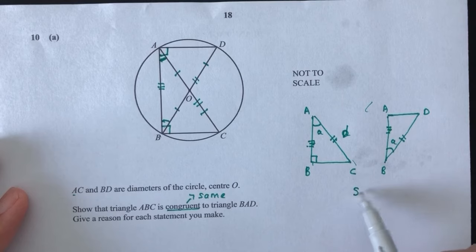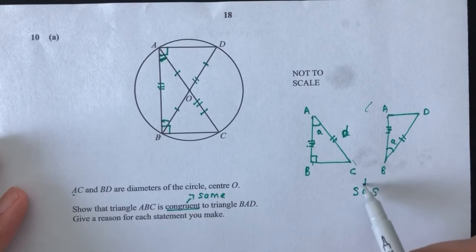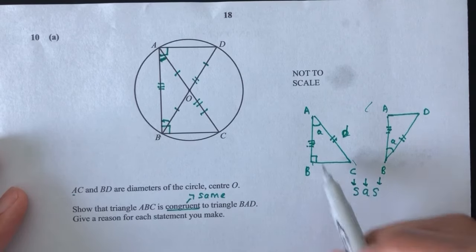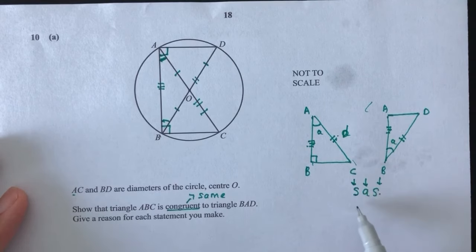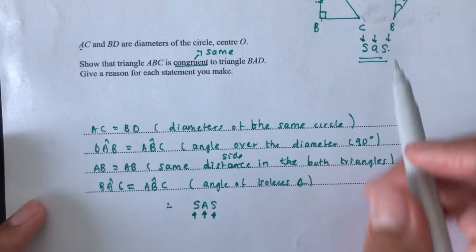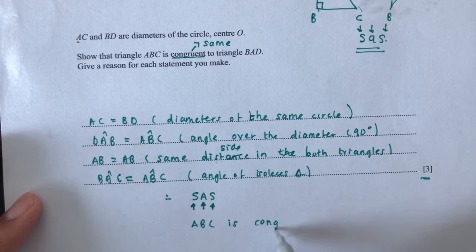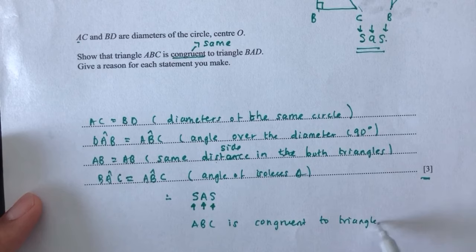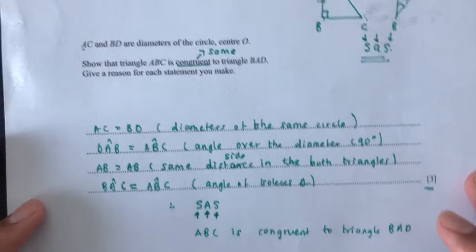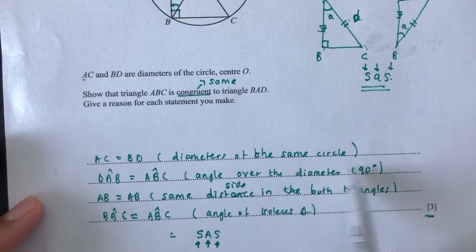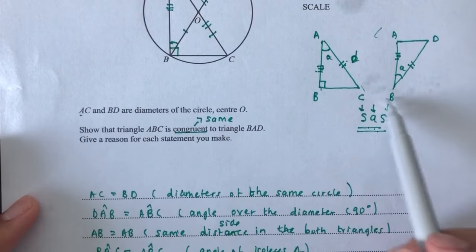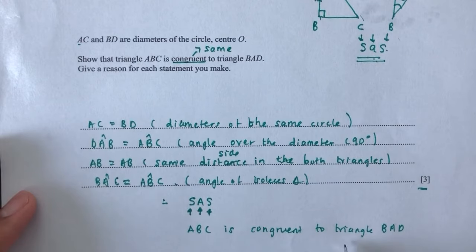So we have proven SAS, which is the angle and the two sides around the angle are the same. So by SAS, triangle ABC is congruent to triangle BAD. I think in this part you don't need this one. You just need these three reasons, 1, 2, 3, because you're proving SAS, and then once you prove that, you can write that these two are congruent.